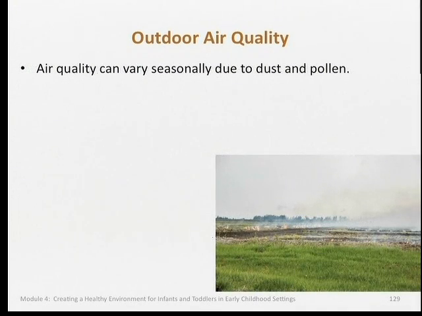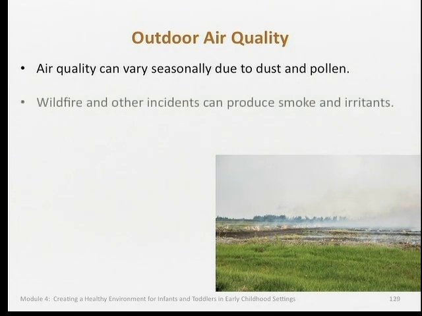There are many factors that affect outdoor air quality. Air quality can vary seasonally due to dust and pollen. For example, in the southern states we have springtime pollen from pine trees and blooming trees. In late summer, ragweed pollen can trigger health problems for many people. Wildfire and other fire incidents can produce harmful smoke and irritants.